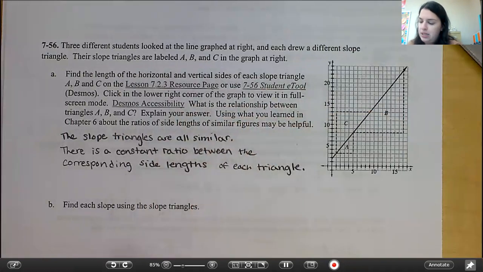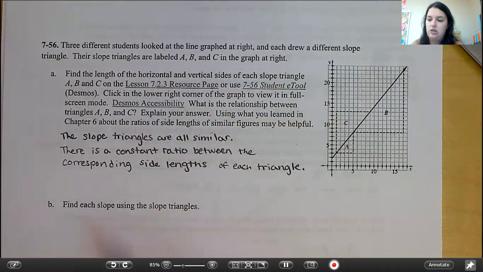Okay. Part B says find each slope using the slope triangle. So go ahead and find the slope using the slope triangles. And once you're done with that, go ahead and move on to part C as well, because we are going to save parts B and C to talk about in class. So go ahead and pause the video and finish answering parts B and C.